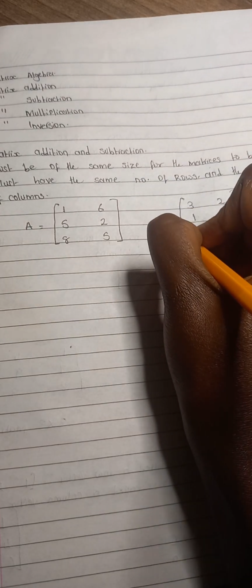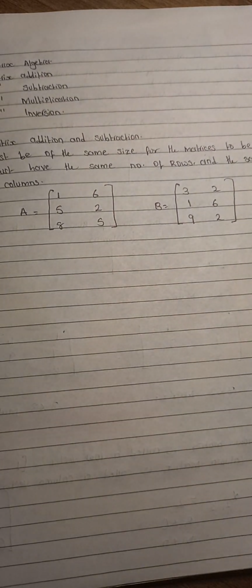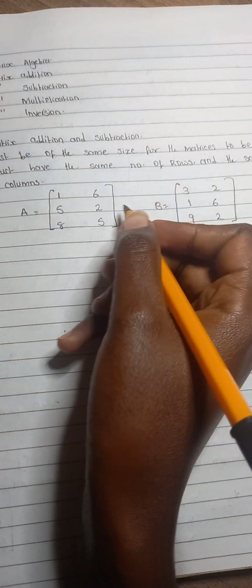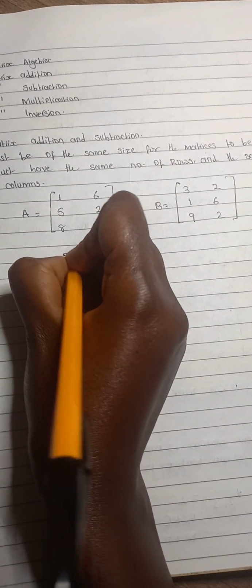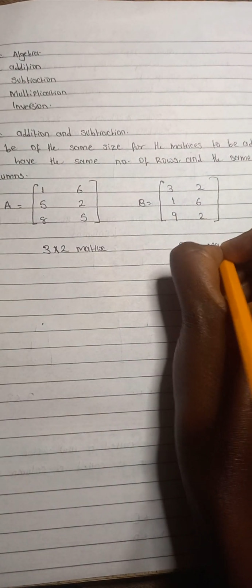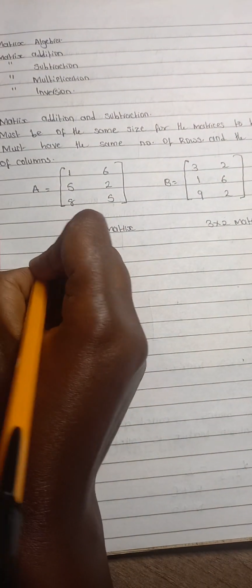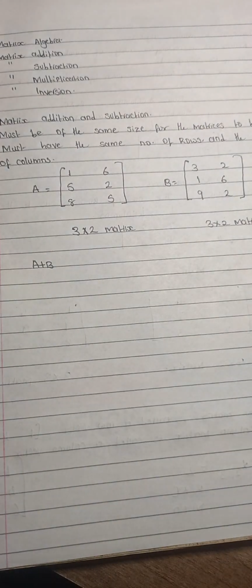So the first thing you're going to check, are these matrices of the same size? So 1, 2, 3 rows, 1, 2 columns. This is a 3 rows by 2 column matrix. That is a 3 by 2 matrix, and then this is a 1, 2, 3, 1, 2. 3 by 2 matrix. So can they be added? Yes. A plus B is possible.